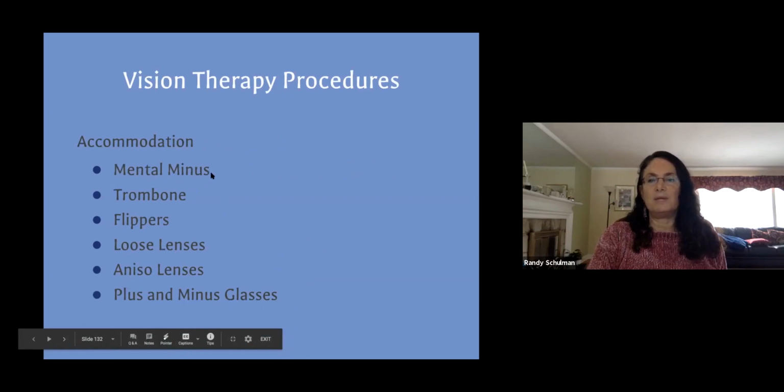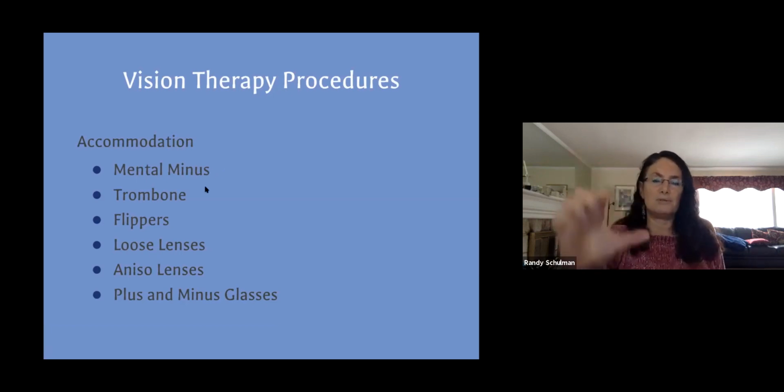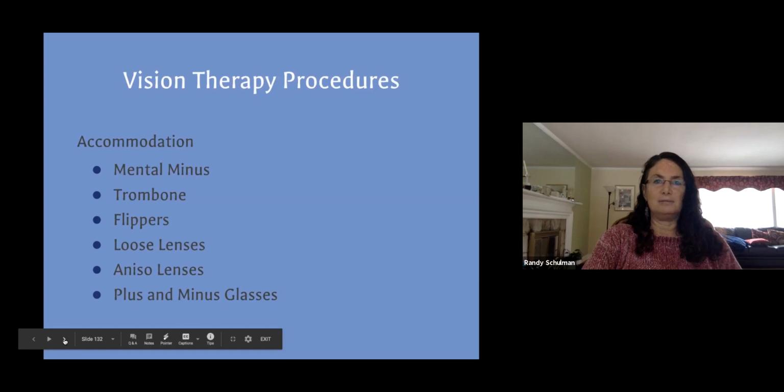In the therapy room, when we think about working with accommodation, we often do mental minus and then trombone it closer and further. We often use flippers or loose lenses, which is great. As I mentioned, I like to use aniso and or just throwing on high-powered plus. So I might have them try to do a puzzle with plus 5s. Or somebody that I want to stimulate accommodation, I might have them play a game while wearing -2s. So, again, don't be afraid to just throw glasses on and see how they do.